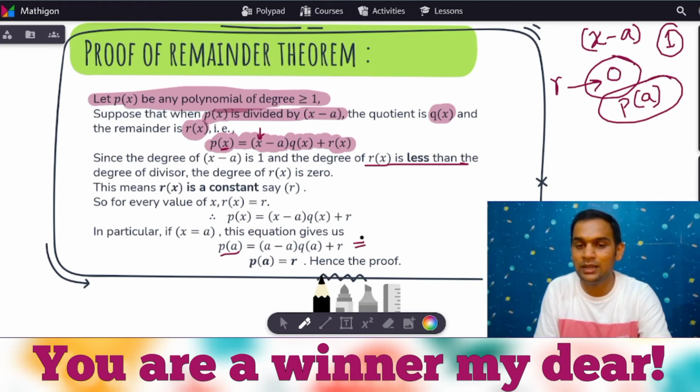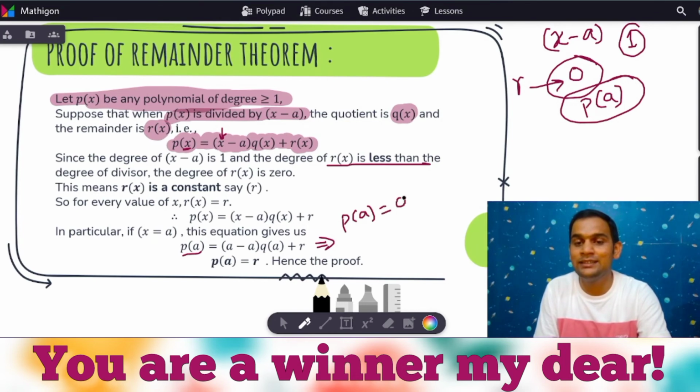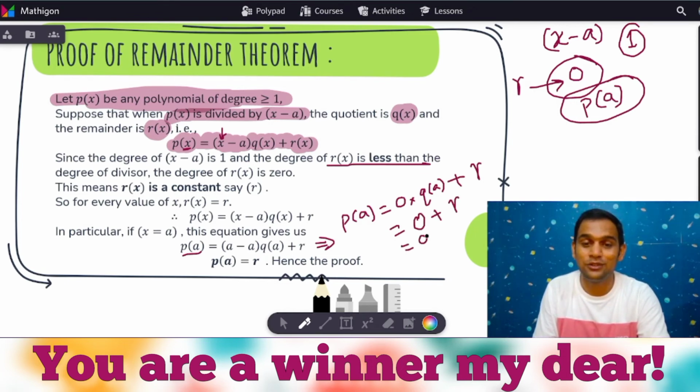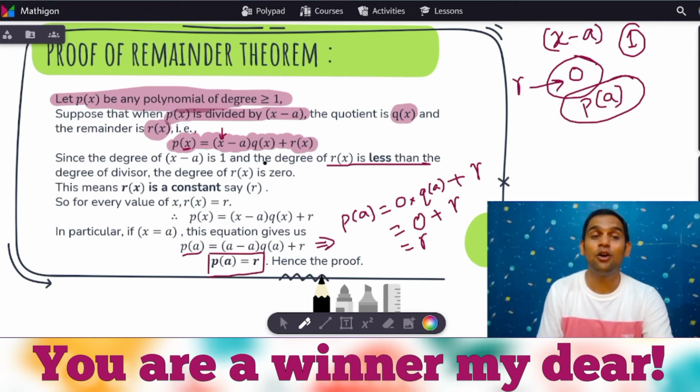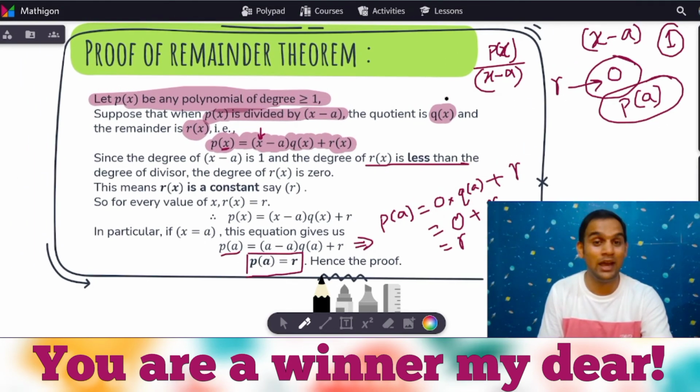That implies P of a equals a minus a, which is 0, multiplied by q of a. We are not bothered about the value of q of a, because 0 multiplied by anything is going to be 0. 0 plus r, that is equal to 0 plus r, which is r. So that means P of a is coming out to be the remainder of the division of P of x by x minus a.